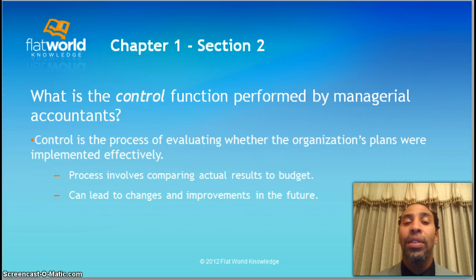So control is the process of evaluating whether the organization's plans were implemented effectively, right? So at the end of the year, at the end of the quarter, at the end of the month, we always go back and say, what did we do right? What are our wins? What did we do wrong? What can we improve upon? The process involves comparing actual results to the budget, right? So our budget was for $100,000 and we actually spent $110,000, so we're over budget. Our budget was for $120,000 and we only spent $80,000, so we're under budget. And what can we do to use that money in a wise manner as a company?